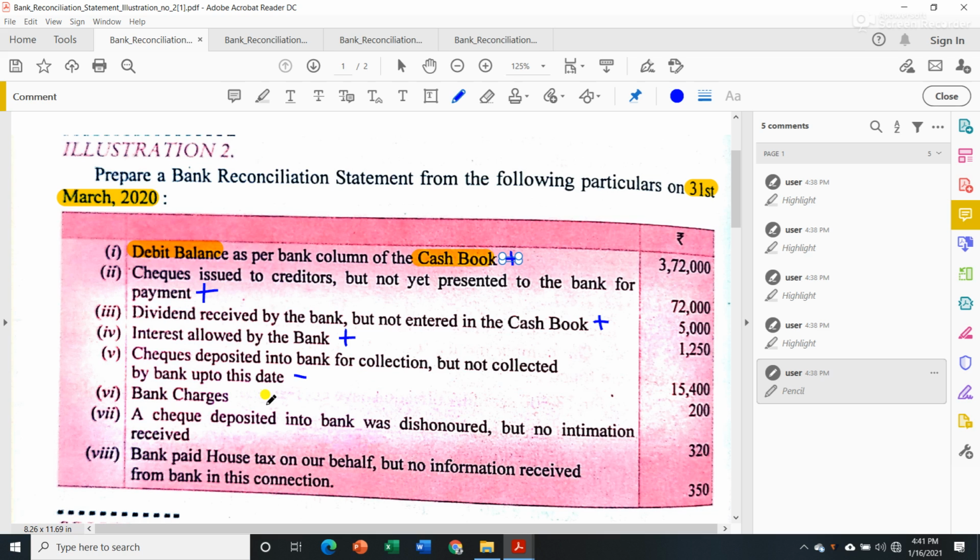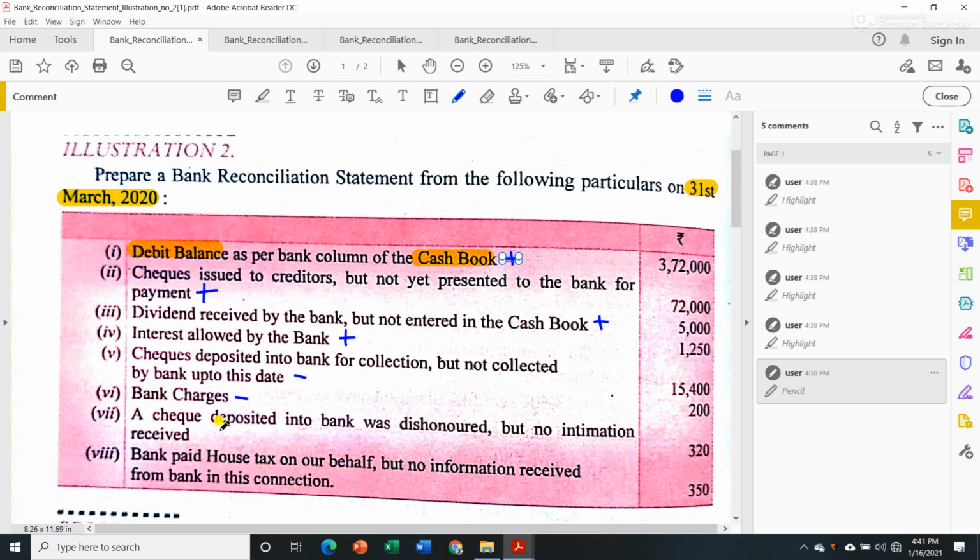Now bank charges is nothing but charges taken by the bank, so it was deducted from our bank account but we haven't recorded it in the cash book. As a result, our passbook will show less money in comparison to our cash book. So in order to bring down the cash book's balance, we have to deduct this amount.